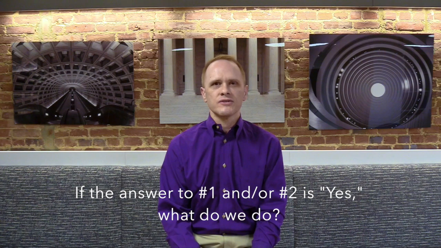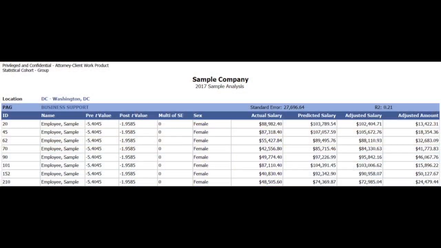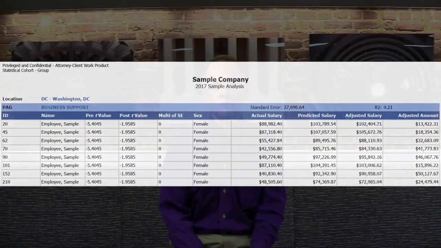The third question that EEOPay can help you answer is, if the answer to one of those first questions is yes, we have differences, what do we do next to address those differences? And in EEOPay, we have reports such as the statistical cohort group and individual reports that help suggest salary adjustments and changes that you could make to individual employees in order to reduce differences or bring them more in line with what the model says they should be making.